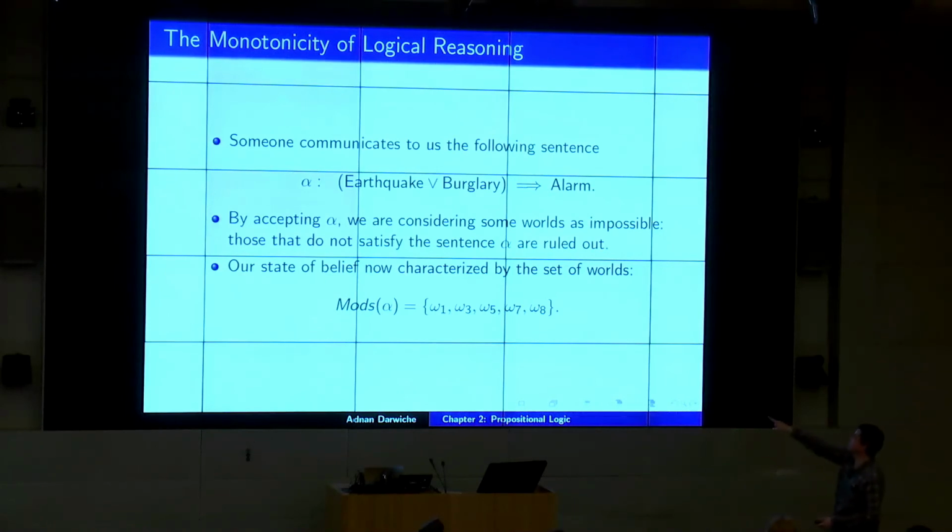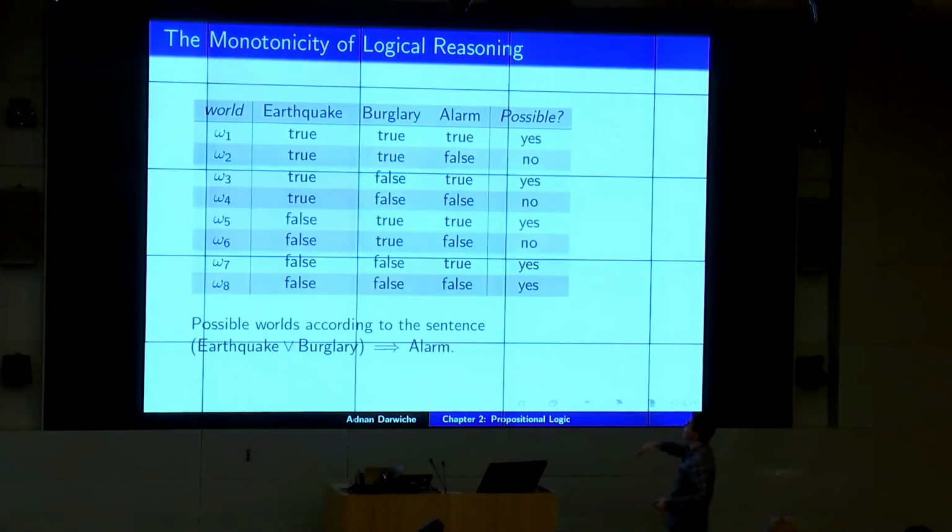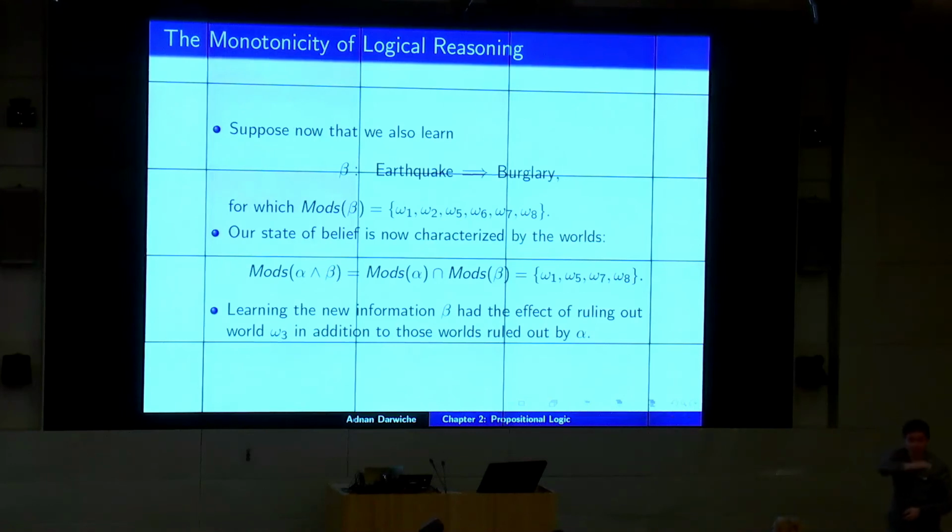Okay, so let's see it concretely. So here's alpha, here's the worlds, and if you look at the set of worlds, 8 of them, now you have possible, impossible, we mark them yes, no, and that's what alpha did. It just did this marking. Now, we get a new piece of information. Someone says, okay, I know one more thing. Earthquake implies burglary. That's beta. Now, the worlds of beta are 1, 2, 5, 6, 7, 8.